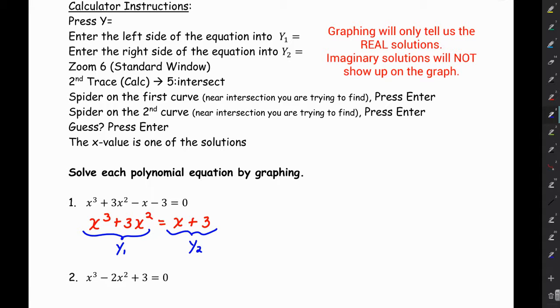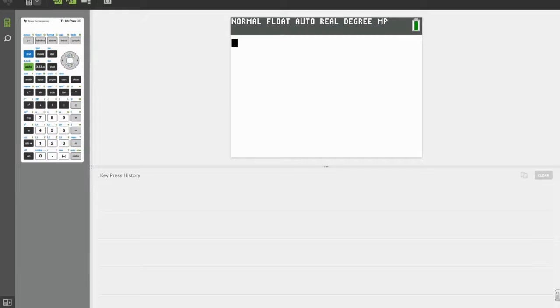Now, in previous videos, we talked about if you were to put the equation in just like this, you would be finding the zeros. In this type of method, if I put part in y1 and the other part in y2, I'm going to be finding the intersection instead of finding the zeros. All right, so let me show you what I mean.